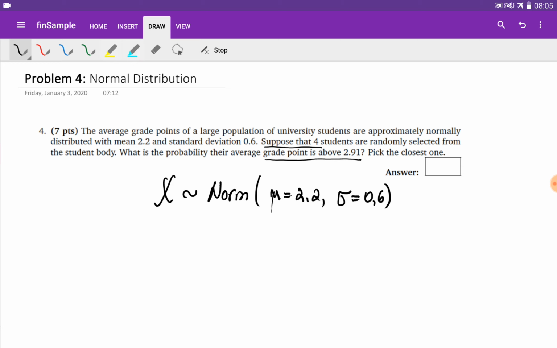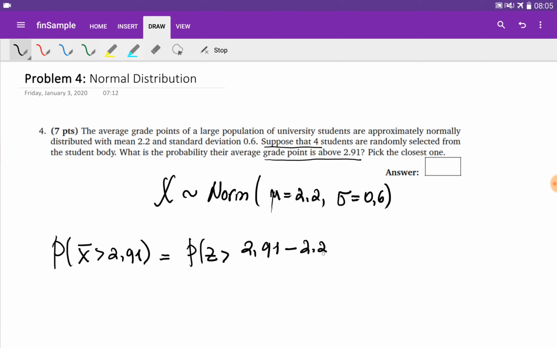So basically, the average of the sample again has a normal distribution according to the central limit theorem. So if we are drawing the sample from the normal distribution, the probability that this average is more than 2.91 is going to be equal to the probability of the Z is more than 2.91 minus 2.2, so X minus mu divided by the sigma divided by the square root of n, which is going to be simply 2.